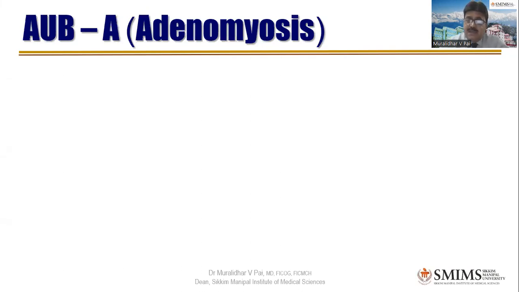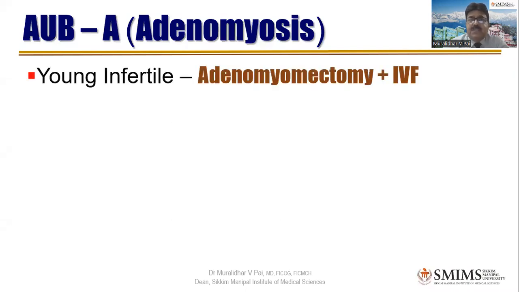With infertility, the treatment becomes a little more complicated because you cannot go for definitive treatment, which is hysterectomy, of course. In a young infertile patient, there is a surgery called adenomyomectomy. My good friend Professor Zainul from Malaysia calls it xenomectomy, and adenomyomectomy can also be done by methods suggested by Japanese gynecologists. The best treatment for adenomyosis is IVF. Even for endometriosis, the best treatment is IVF.